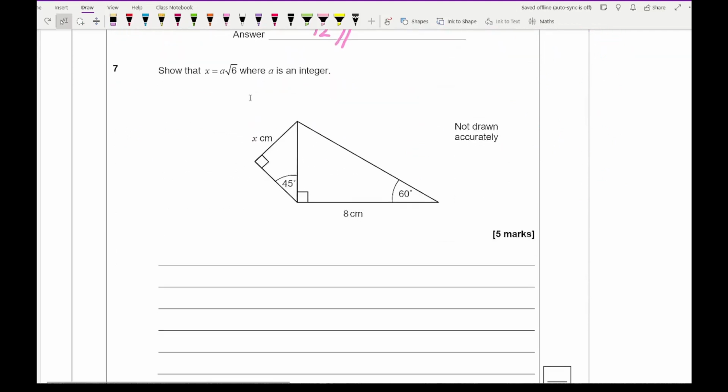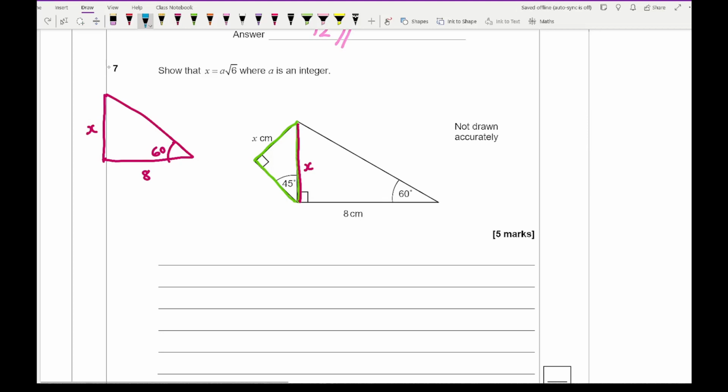Then moving on to question 7, it says show that x equals a root 6 where a is an integer. So let's have a look at what this is. To work out x, I need to know a side on this green triangle. Now the only side that's connected to another triangle is this side here. So if I start by calling this side here x, looking at that big triangle, I've got 60, I've got 8, and I've got x.